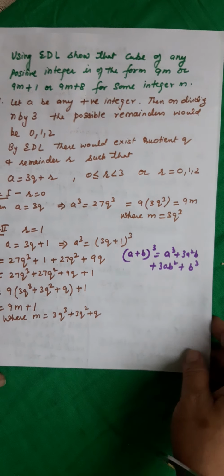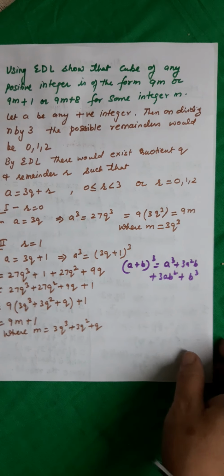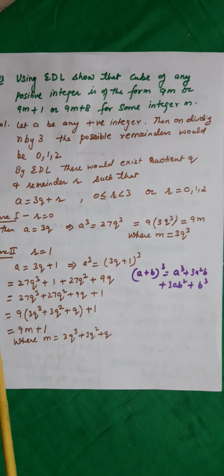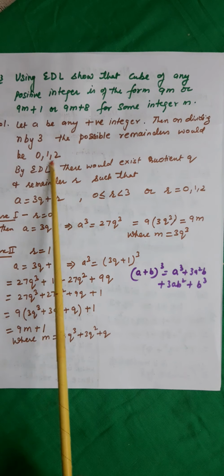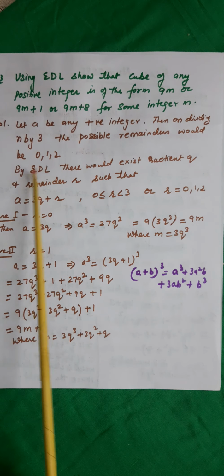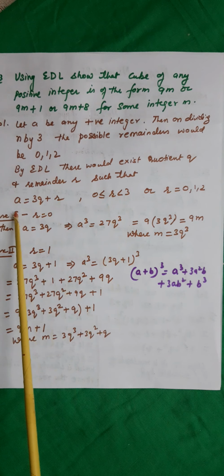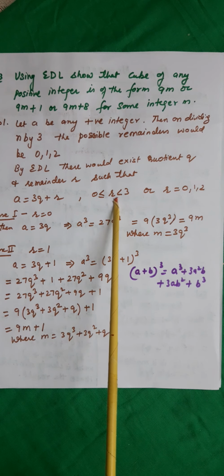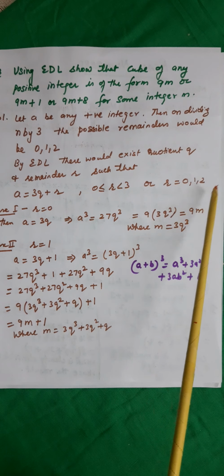Question number 3. Using Euclid's division lemma, show that the cube of any positive integer is of the form 9m or 9m plus 1 or 9m plus 8 for some integer m. Let a be any positive integer. Then on dividing it by 3, the possible remainders would be 0, 1 or 2. By Euclid's division lemma, there would exist quotient q and remainder r such that I can express a as a is equal to 3q plus r, where r is a remainder and it lies between 0 and 3. Or remainder can be 0, 1 or 2.